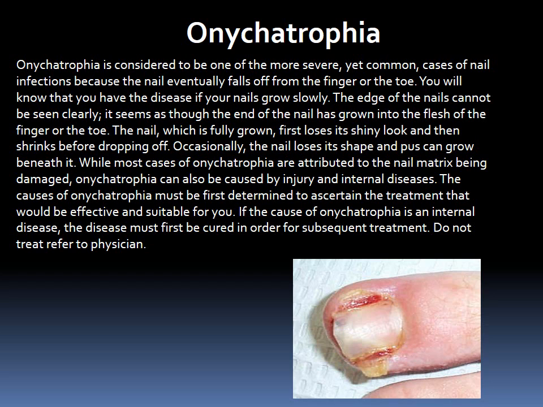The nail, which is fully grown, first loses its shiny look and then shrinks before dropping off. Occasionally, the nail loses its shape and pus can grow beneath it. While most cases of onychotrophia are attributed to the nail matrix being damaged, onychotrophia can also be caused by injury and internal diseases. The causes of onychotrophia must be first determined to ascertain the treatment that would be effective and suitable for you. If the cause of onychotrophia is an internal disease, the disease must be first cured in order for subsequent treatment. Do not treat, refer to physician.